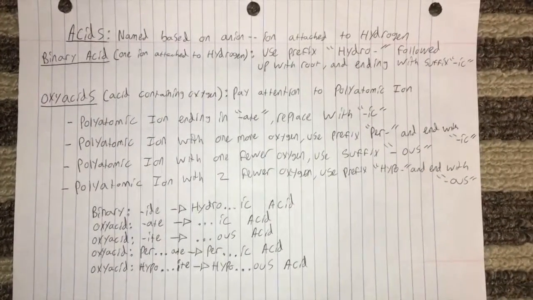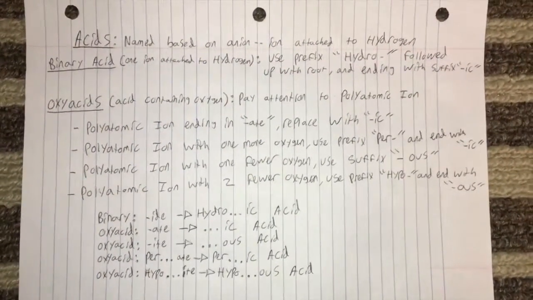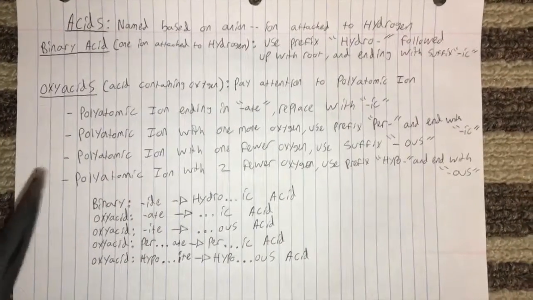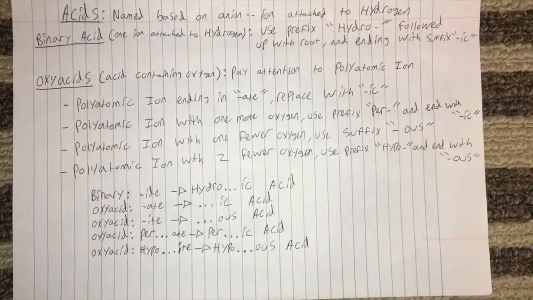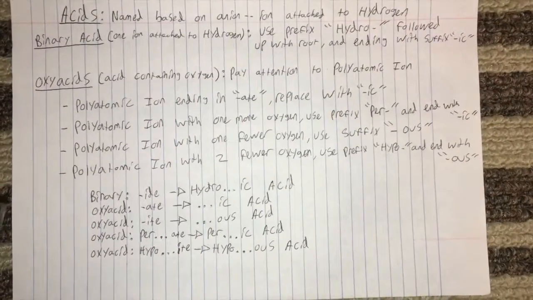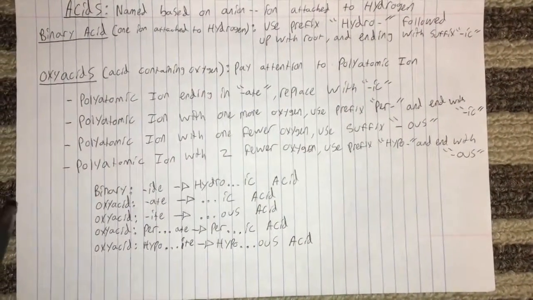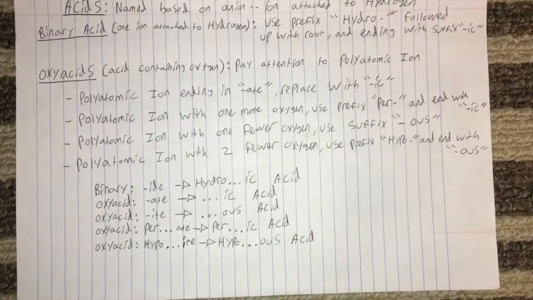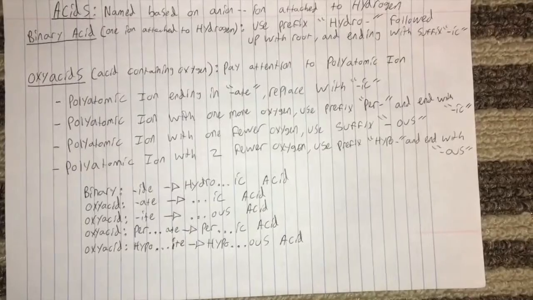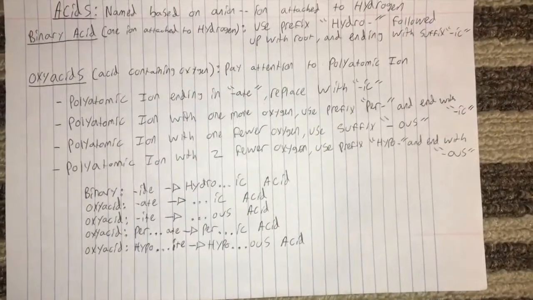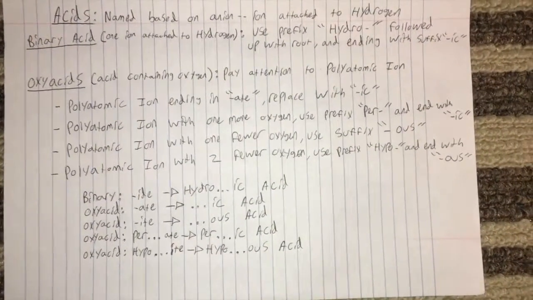For oxyacids, which are acids containing oxygen, we pay attention to the polyatomic ion. If the polyatomic ion ends with ate, we replace it with -ic. If the polyatomic ion has more than one oxygen, we use the prefix per- and end with -ic. If the polyatomic ion has one fewer oxygen, we use the suffix -ous, and if the polyatomic ion has 2 fewer oxygen, we use the prefix hypo- and end with the suffix -ous.